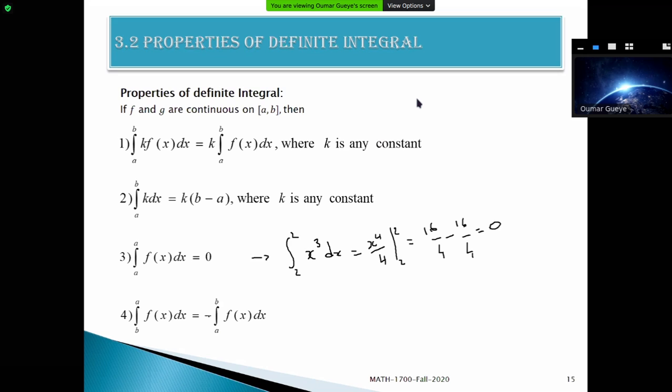In order to stay in the same direction, you have to multiply by -1 to get the same direction. Just keep it in mind, anytime you switch the bounds of your integral, you have to multiply by -1 in order to get the exact same value. Otherwise, you will get the opposite of the right answer. Is it okay?